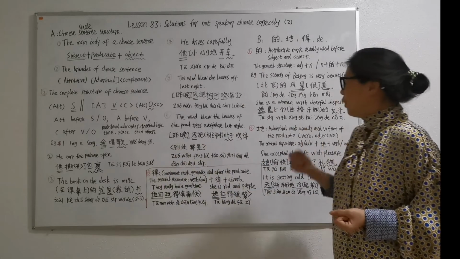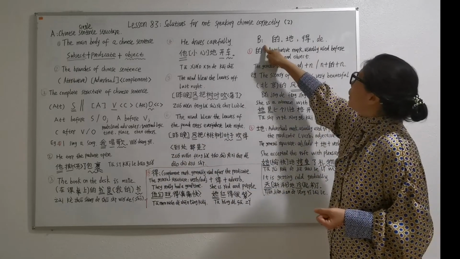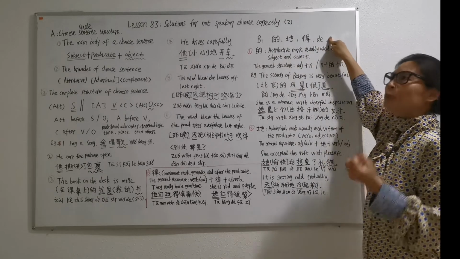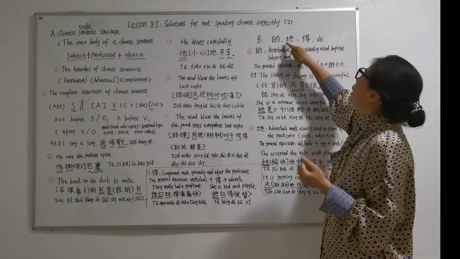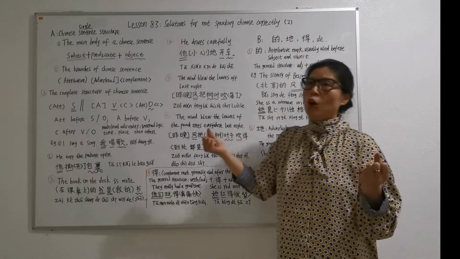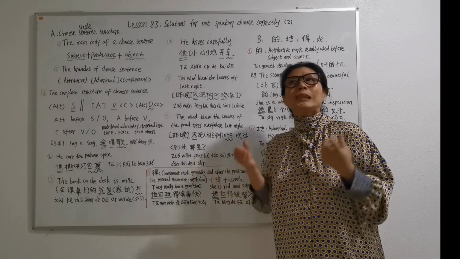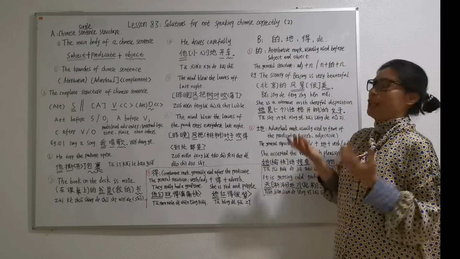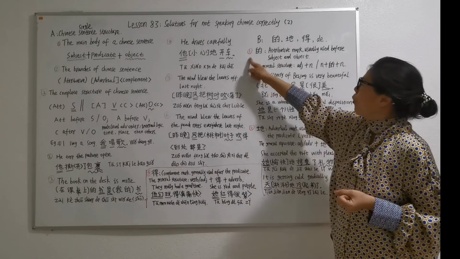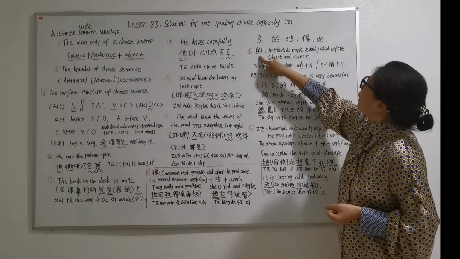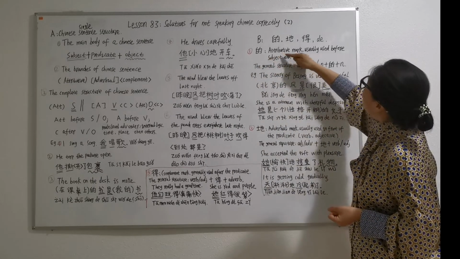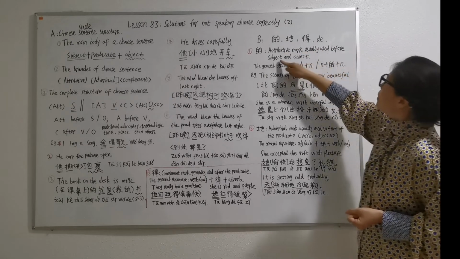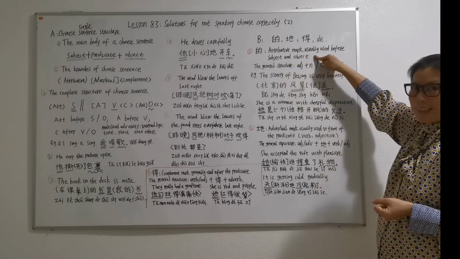Okay, now we go on to this part. B, 的, 地, 得. I know many people know 的地得 but they don't know what's the meaning, what's the function and how to use them. Now I show you. First, 的 is an attributive mark, usually used before subject and object.